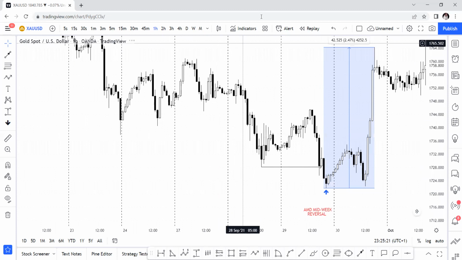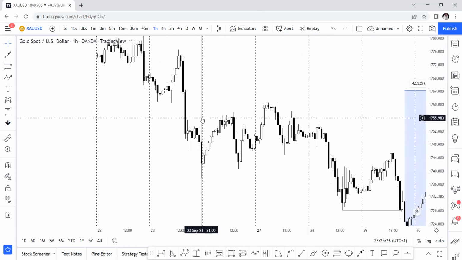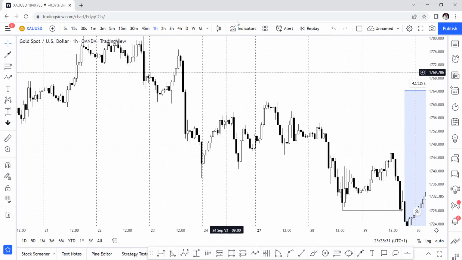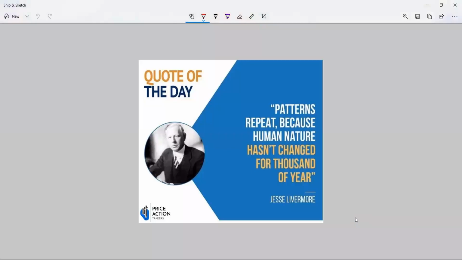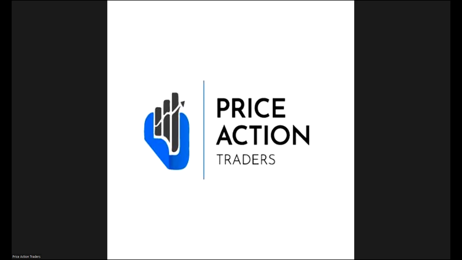So why this pattern? You see that it never fails. Price will usually return the leg of that pullback or thereabouts. Why this pattern repeats itself always is because human nature exists in the market. The nature of emotional trading makes patterns repeat. Patterns repeat because human nature has not changed for thousands of years. This is coming from the mouth of the market legends who have died some years back, and his philosophies are still working. So I'm telling you, it has been fantastic.